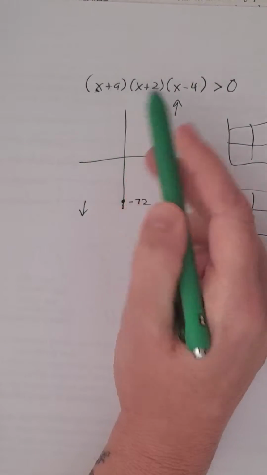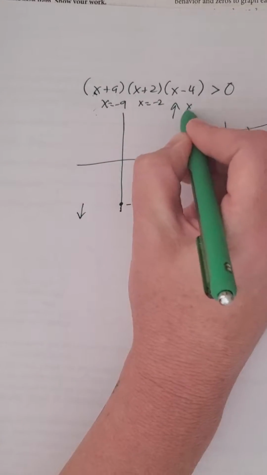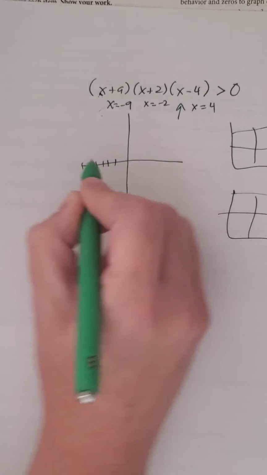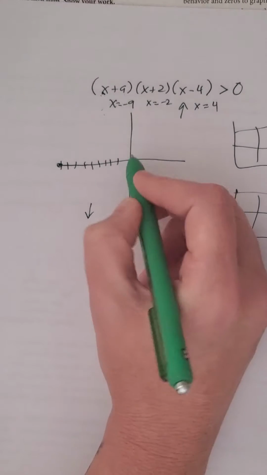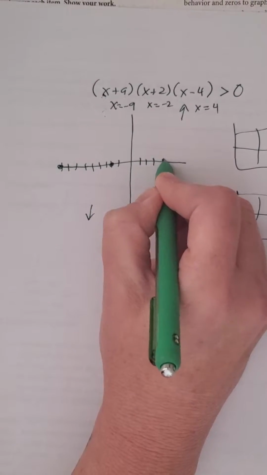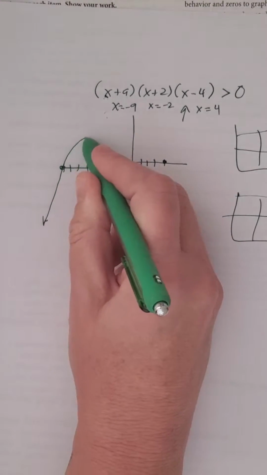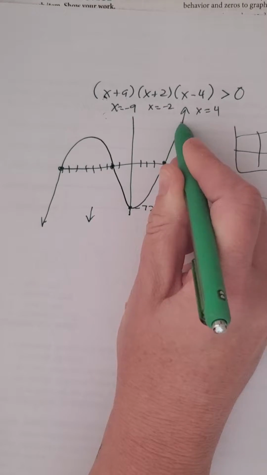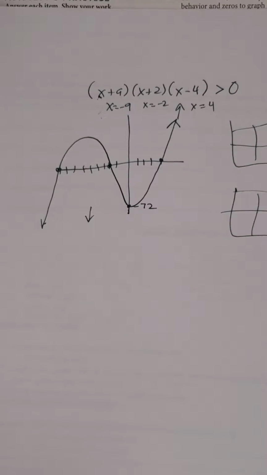And then my solutions are at x equals negative 9, x equals negative 2, and at x equals 4. So it will be crossing at negative 9. It will be crossing again at negative 2 and again at positive 4. So to the left, it's coming up, going back down, it's going to hit the y-axis and come back up again. And there is my sketch of this polynomial.